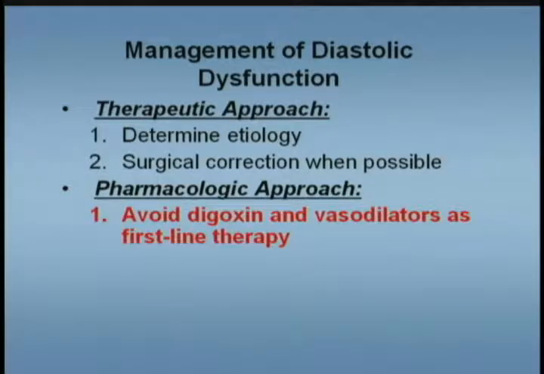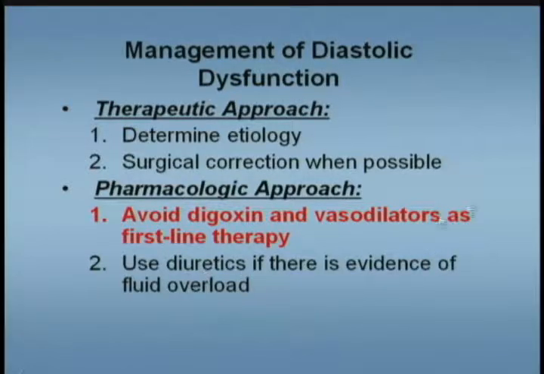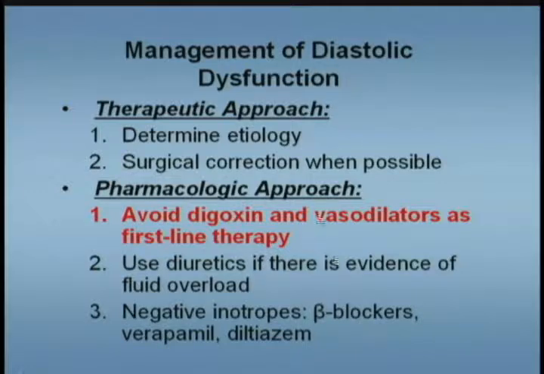Diastolic dysfunction, if the ejection fraction is normal, don't give digoxin. If the ejection fraction is normal or high, don't give ACE inhibitors or ARBs. We use diuretics and beta blockers. Diuretics and beta blockers are the number one therapy.